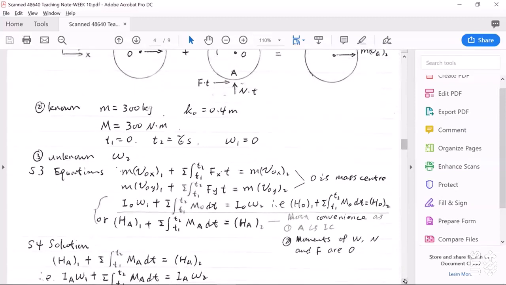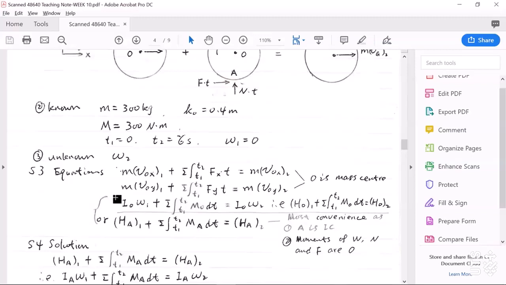Okay, we use the principle of impulse and momentum. Firstly, the principle of linear impulse and momentum. We can have two equations, one along the x direction, another along the y direction. O is the mass center point, so here we express velocity using the velocity at this mass center point, v_O.